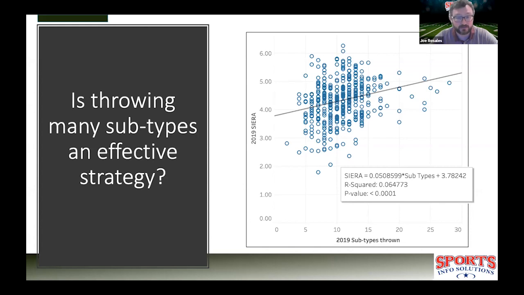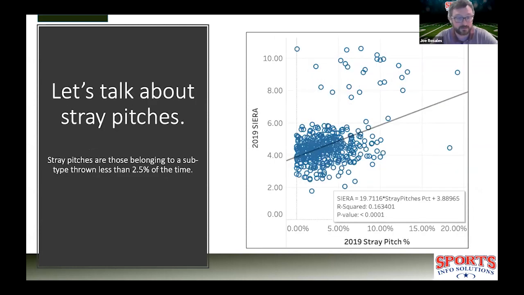Now, that's all of the subtypes, but again, we know that notionally, not all subtypes are intentionally thrown, right? So if we take a look specifically at something that we've called strays, just a term that we made up to look at pitches that aren't necessarily intentionally thrown. The way that we've defined strays is any subtype thrown less than 2.5% of the time as it relates to the total number of subtypes that a pitcher throws.